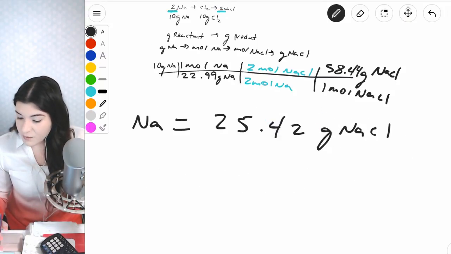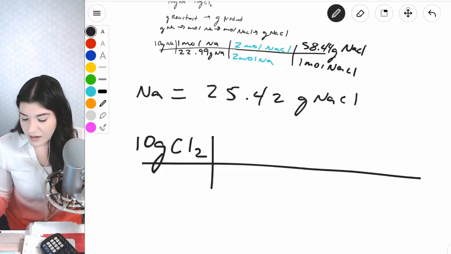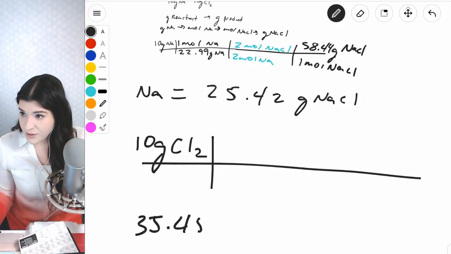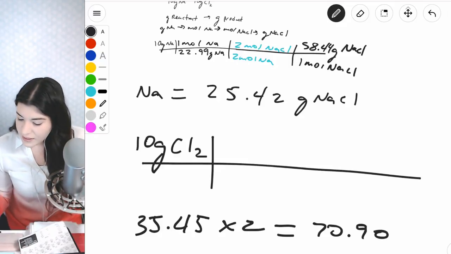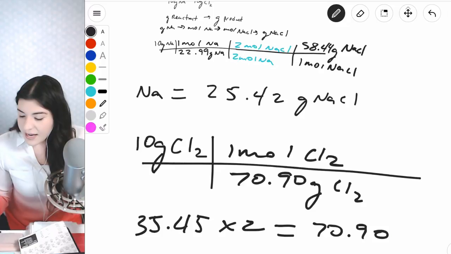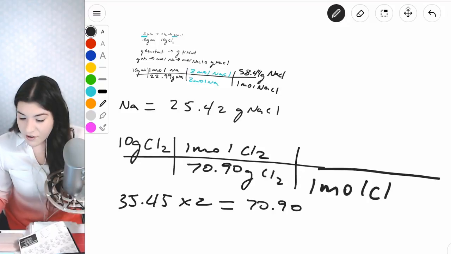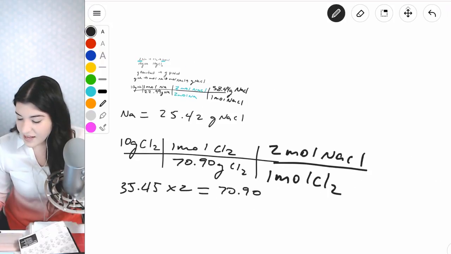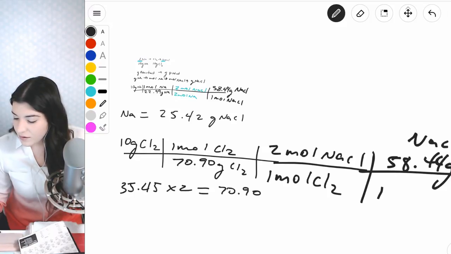I'll do this one more time with the grams of Cl2. This would be the molar mass of Cl2, so essentially 35.45 times 2, which is 70.90 grams on the bottom per every 1 mole of Cl2. From there, the balanced equation again: there's 1 mole of Cl2 for every 2 moles of NaCl. And this is still the same exact molar mass, so 58.44 grams of NaCl and 1 mole of NaCl on the bottom.